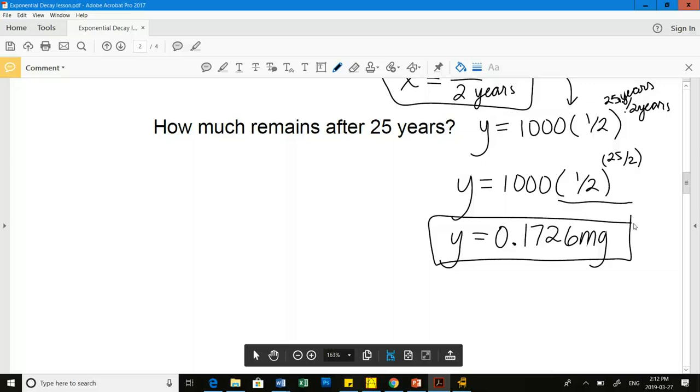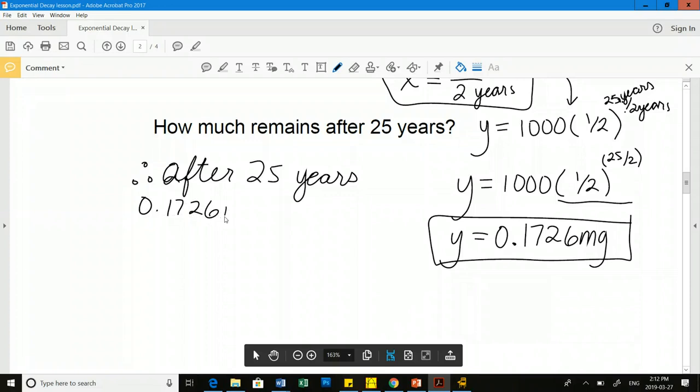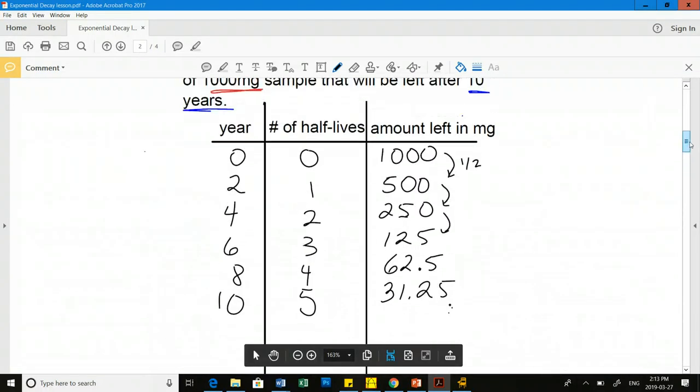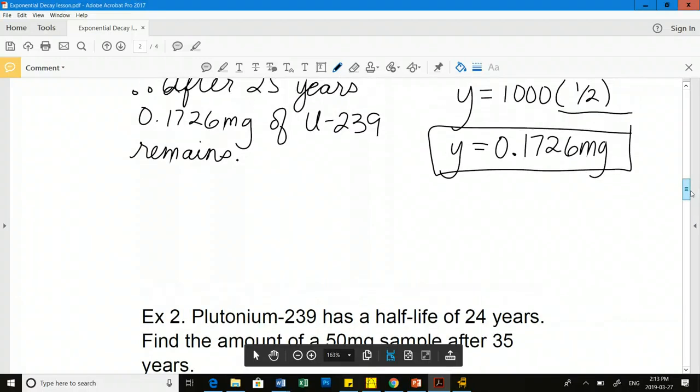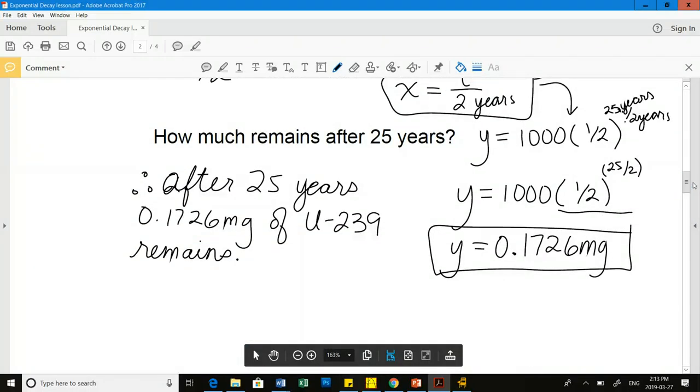If you're having trouble, I'll come later and take a look at your calculator and see what you're entering in and help you. Okay, so therefore, after 25 years, 0.1726 milligrams of uranium-239 remains.